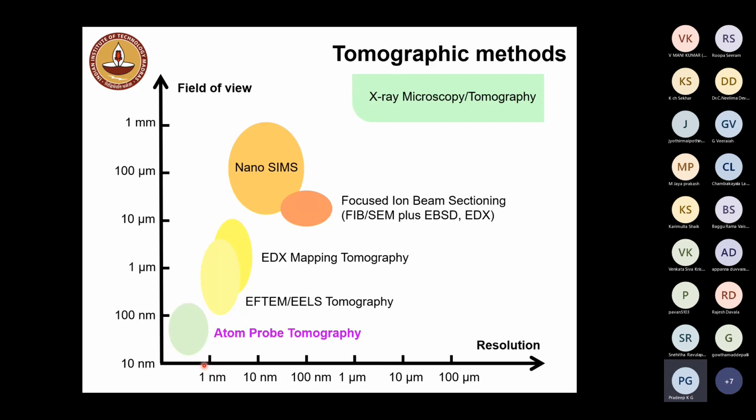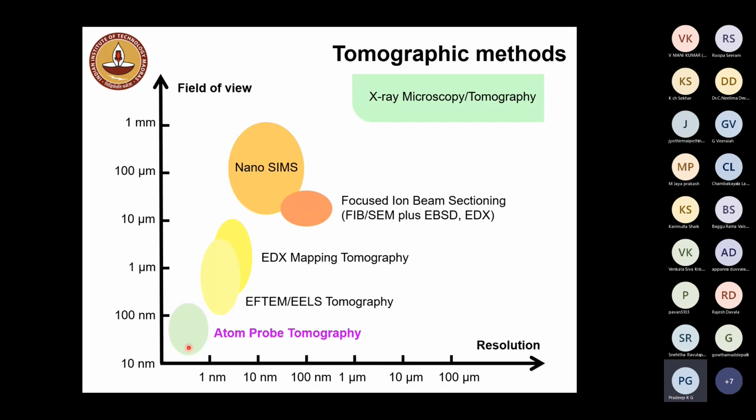That means we are talking of a possibility to see individual atoms in the angstrom range and collect these individual atoms over a range of possibly, with the modern generation, even 1 micrometer field of view. That means this is the only technique where individual atoms can be resolved individually over a large field of view, considering the resolution that we get in the atomic scale.